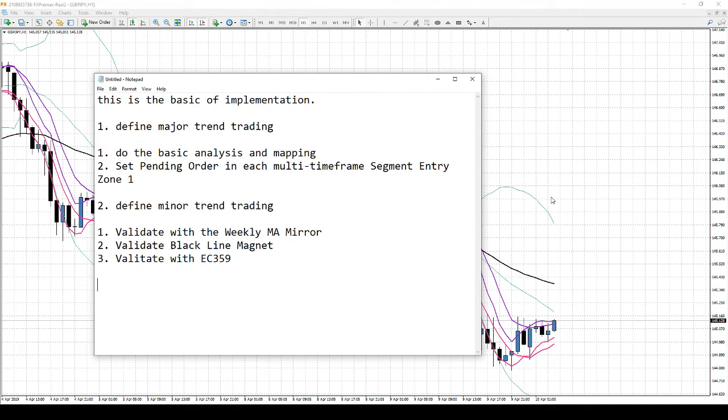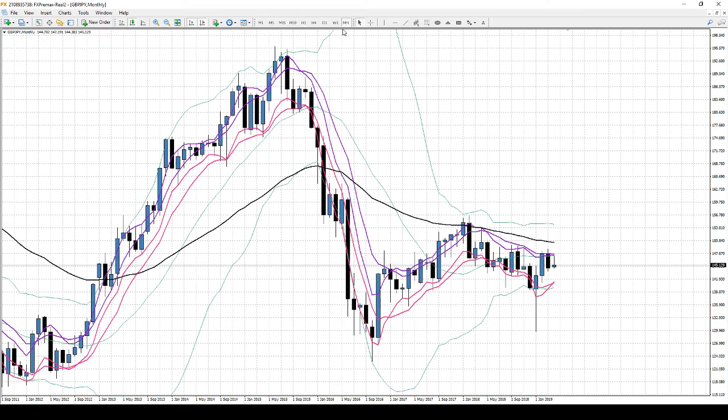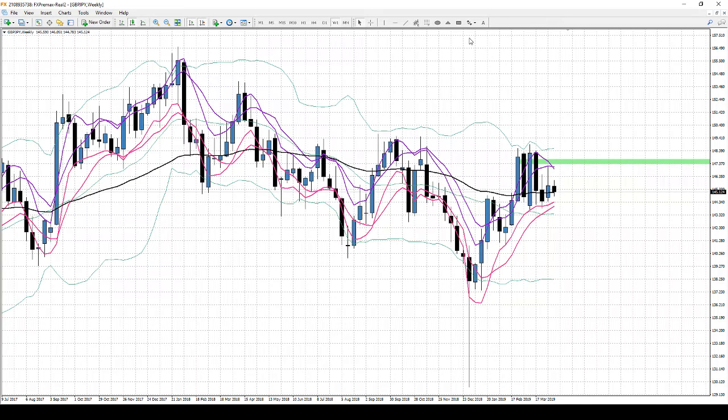So in this case, we focus on GBP JPY. For the monthly, you can see this is the monthly trend flat, right? And this is the MA mirror. So focus on the MA mirror first. MA mirror means both of the MAs are facing each other. In this case, facing each other are the purple and the pink, right? And for the weekly, this is a trend line, still a downtrend trend line, right? So this is a channel.